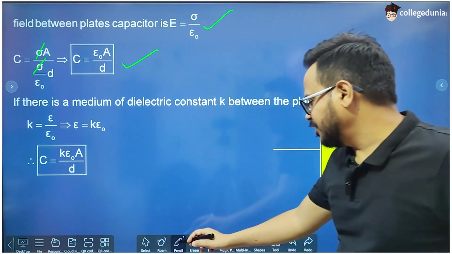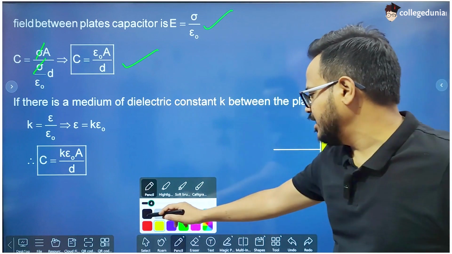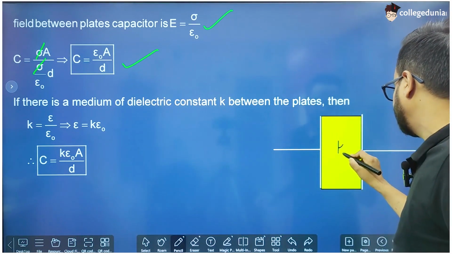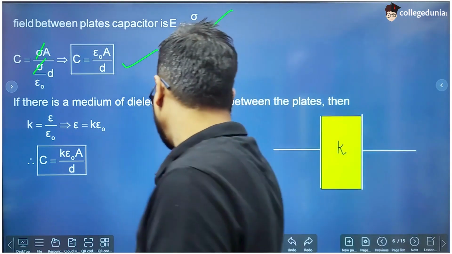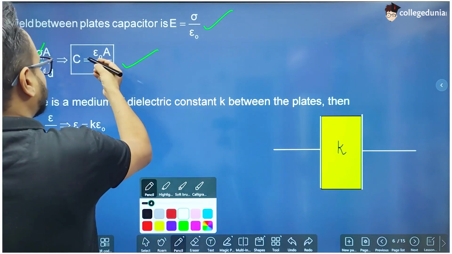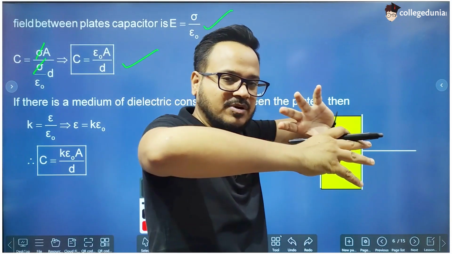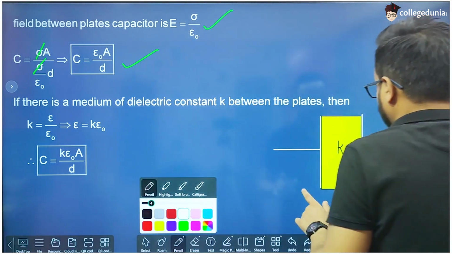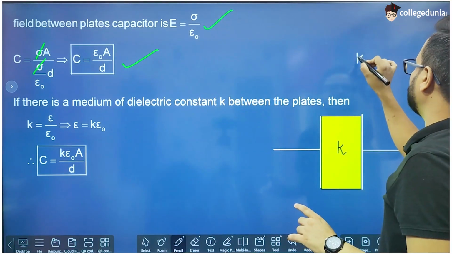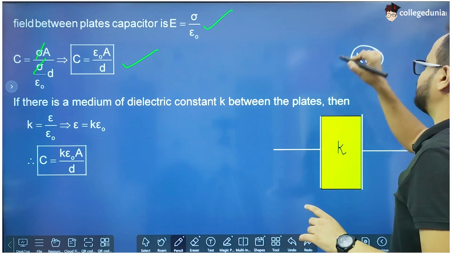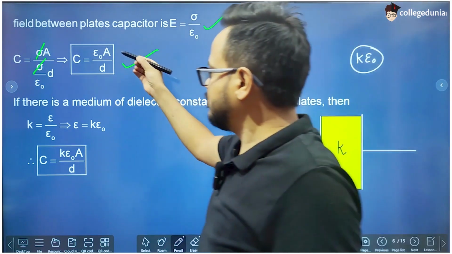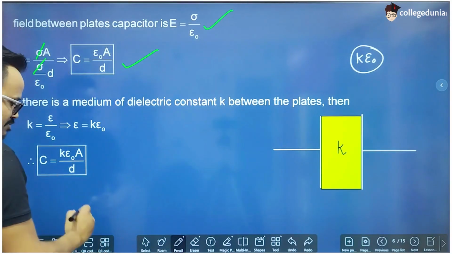So there is some dielectric between the plates of the capacitor, and the dielectric constant of this is K. So the capacity is, because we have taken epsilon naught just because we have assumed that air is between the plates, but now if there is some medium between the plates, then we have to take K epsilon naught and not epsilon naught only. So in place of epsilon naught, we have to write K epsilon naught.